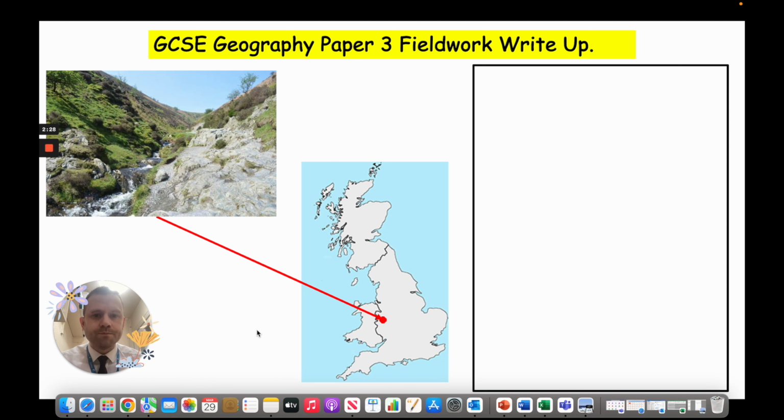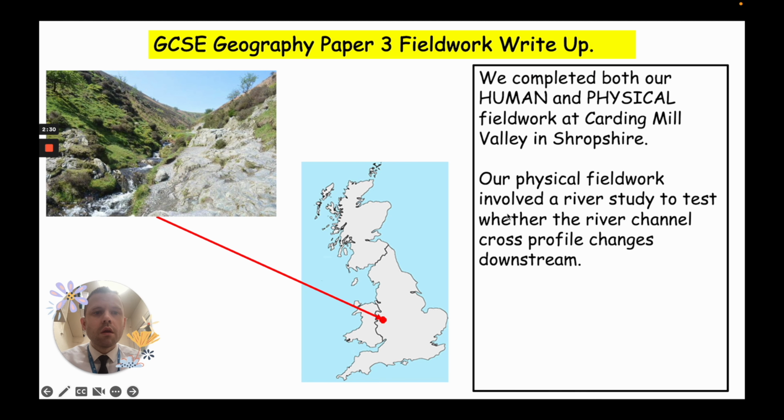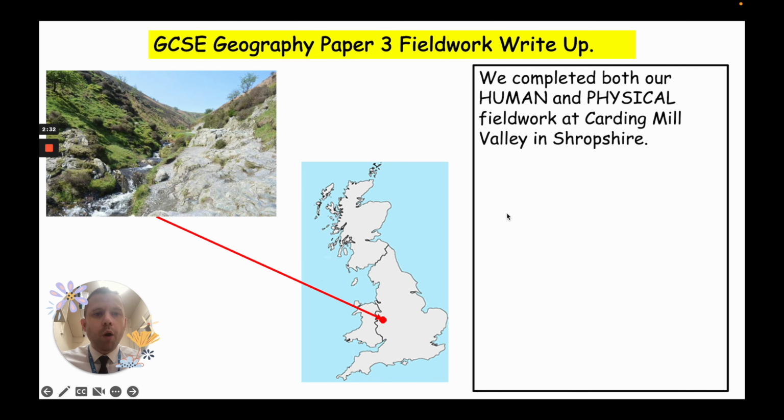Alright, so we completed both of our human and physical fieldwork at Cardy Mill Valley in Shropshire. So you can see what the valley looks like here. We all clambered up this lovely V-shaped valley to the top of Lightspout Hollow. The waterfall was up there, and it was located here, so very close to Wales in the west of England.